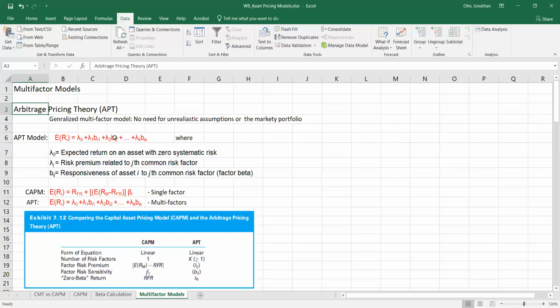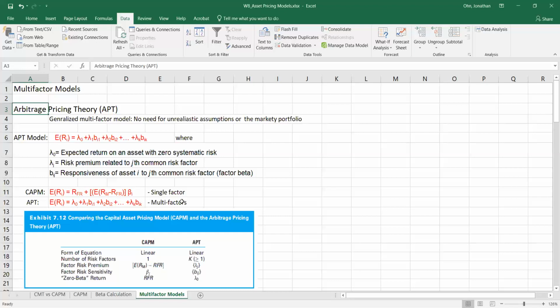So we have multiple factors. B is the responsiveness of the asset. The lambda is the risk premium related to this risk factor. So B is comparable to beta, but we have multiple. Lambda is comparable to the market risk premium: the first risk premium, the second risk premium, and so on.